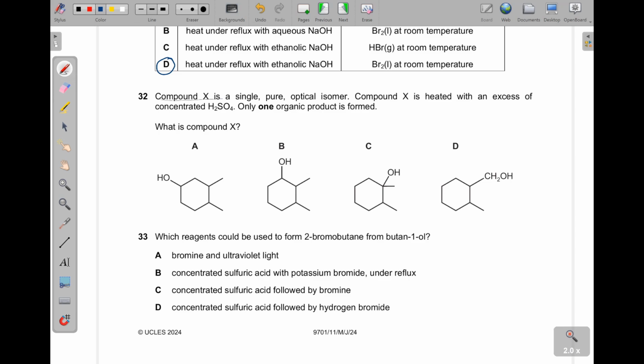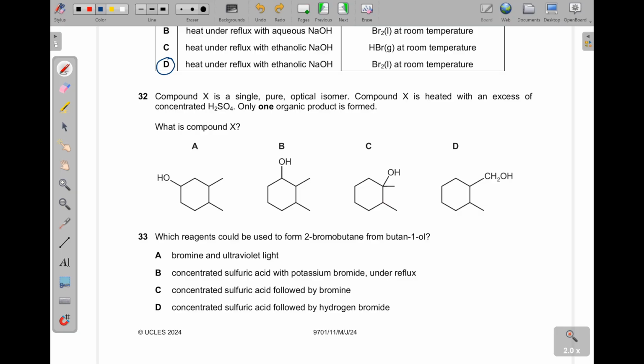Question 32. Compound X is a single pure optical isomer. Compound X is heated with an excess of concentrated sulfuric acid. Only one organic product is formed. What is compound X? Now, when you heat with concentrated sulfuric acid, this is a dehydrating agent. So an alcohol is converted to an alkene. Okay, so let's look at the alkenes that are formed here.